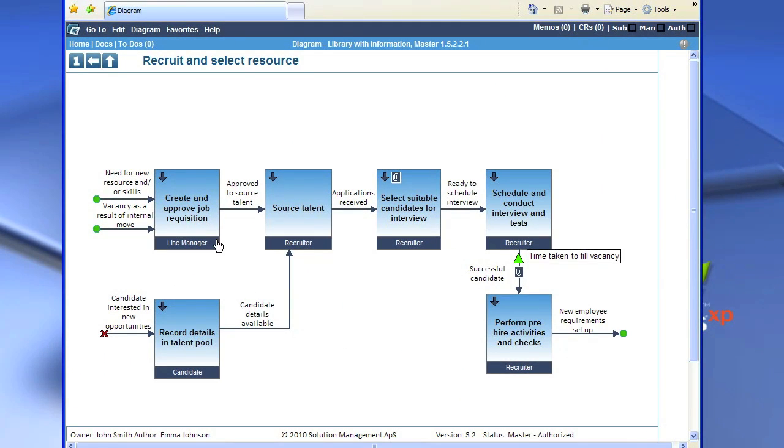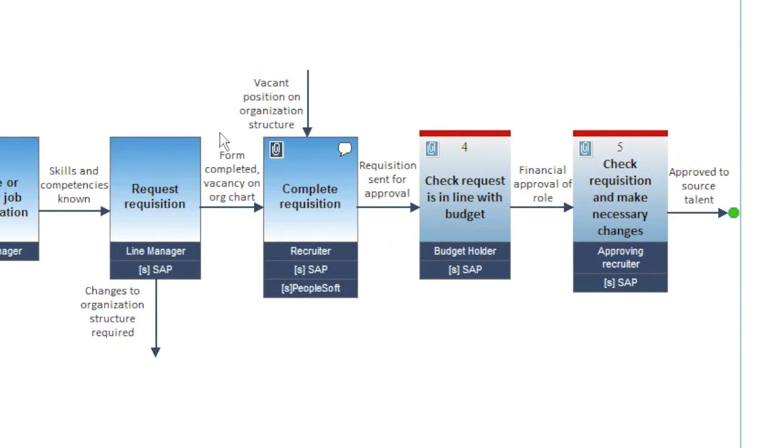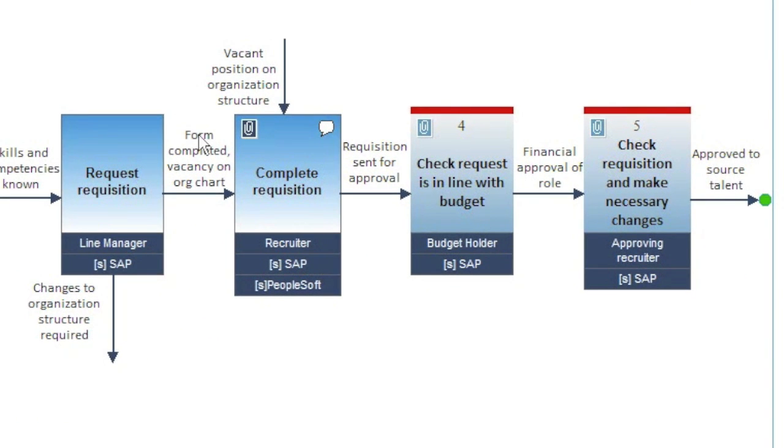Let's drill down one level more and see what's going on. On this level I'm interested in what the recruiter is doing in the complete requisition. And for his help he has SAP and PeopleSoft as systems. Click on a note bubble and we'll have some extra information which is important for carrying out the activity. Click again and close that.